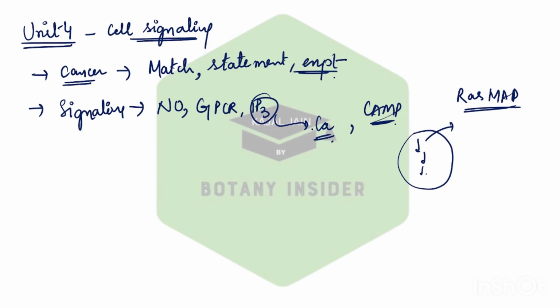Then the questions from cell adhesion molecules, in which the match the following concept has been asked a lot of times. Then from cell junctions like plasmodesmata, tight junctions, and gap junctions, you get a question from these areas time and again, so make sure that you are remembering and recalling all of these things on time.